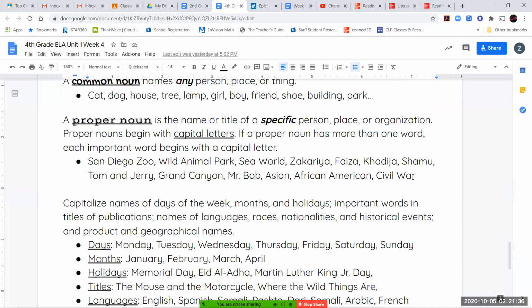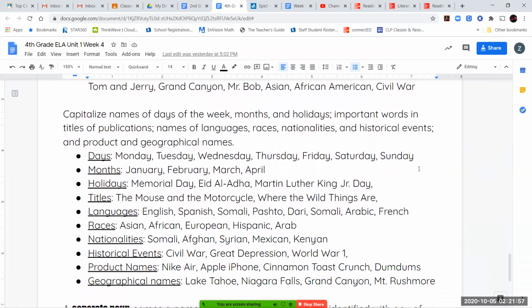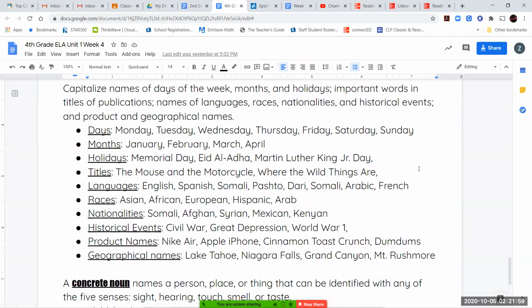Now, we also capitalize days of the week and the months and holidays. So any important words in the titles of a story or something that's published also gets capitalized. The names of different languages or races, nationalities, or historical events, all of these also get capitalized. So I gave you examples for each one of these different categories. So days, Monday, Tuesday, Wednesday, on and on and on. Those all begin with a capital letter.